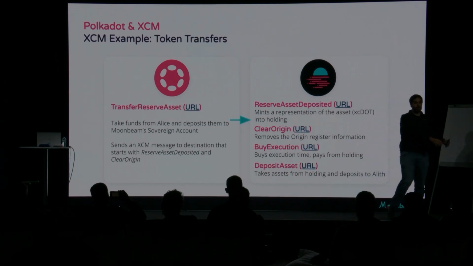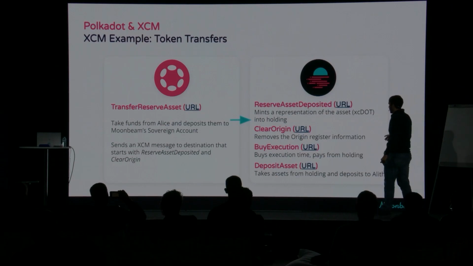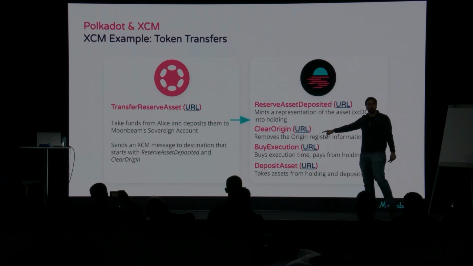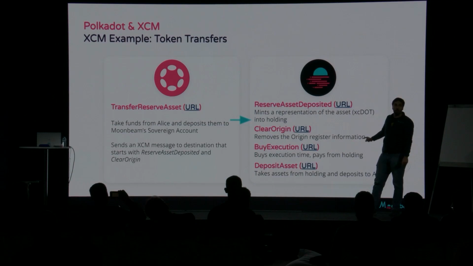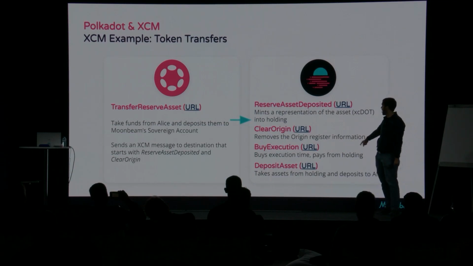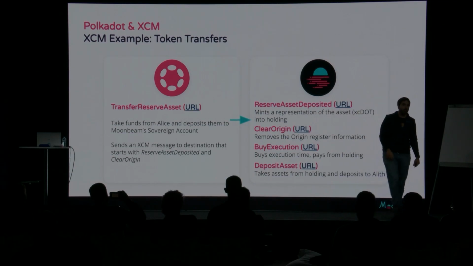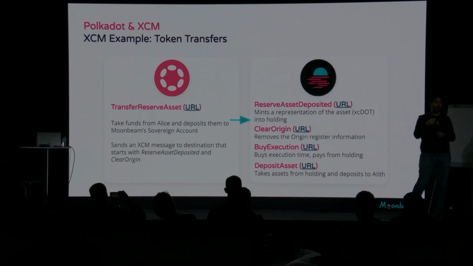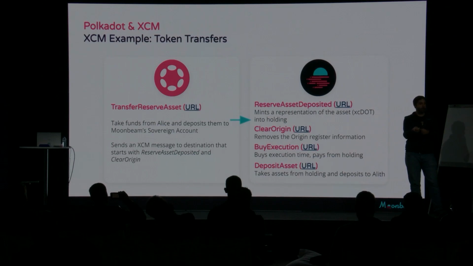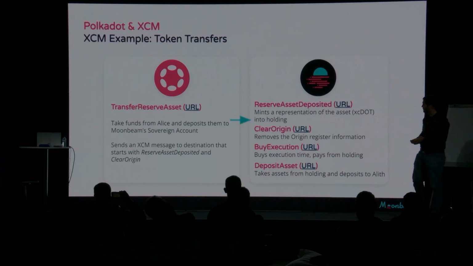Something that I forgot to say is that basically the execution on Moonbeam, we can buy it from the holding token, so the token that is being held in the holding state, right? So for example, that's why you send 1 DOT and you get 0.99 DOT, because you're paying for that execution with the DOT that you're sending.